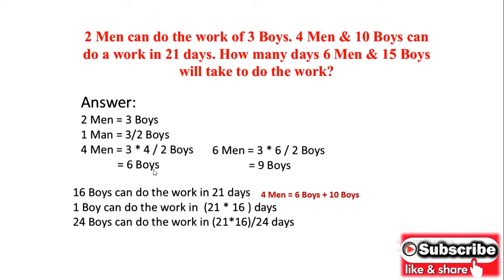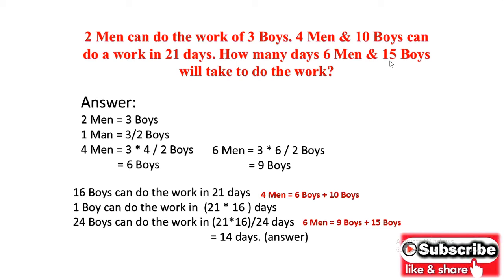So how have we found 24 boys? We have found that 6 men is equal to 9 boys, right? Plus 15 boys. So we'll not take this number, the 6 men. Instead, we'll take the number of boys that we have converted from men to boys, right? So 9 boys plus 15 boys is equal to 24 boys can do the work in fewer days. So there's a division. 24 will be the denominator. If we calculate it, we get the answer 14 days.